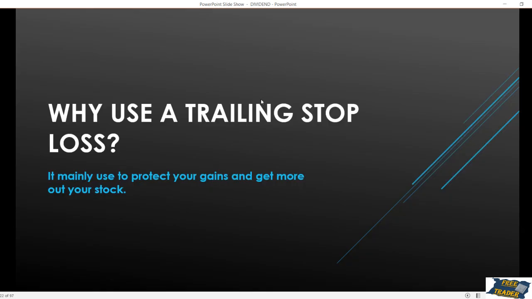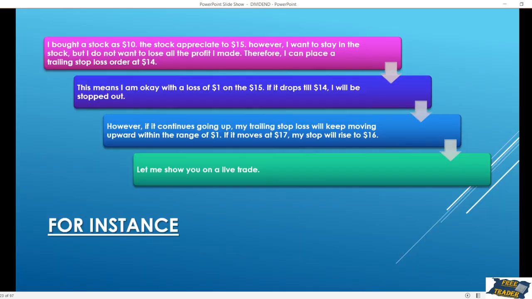So the main usage, why do we use it? It is mainly used to protect your gains and get more out of your stock. What does that mean? Once you have profit on a stock, you don't want to lose that profit. You want to hold on to that profit. Okay? So let's take a typical example right now.